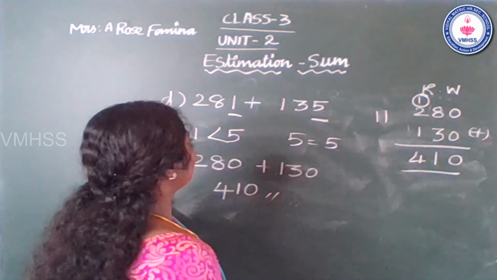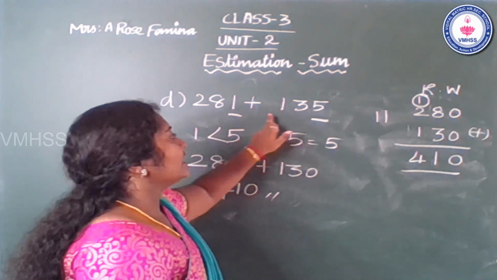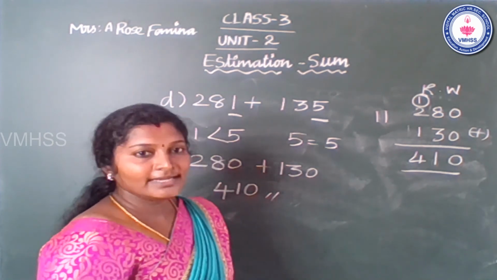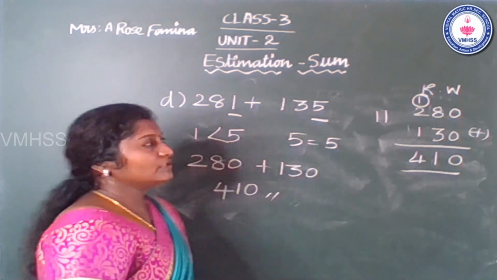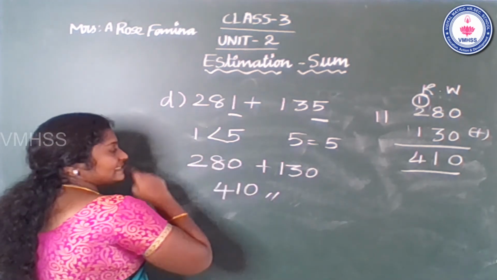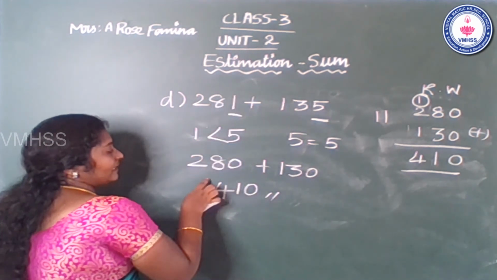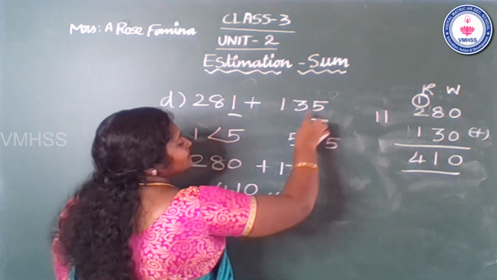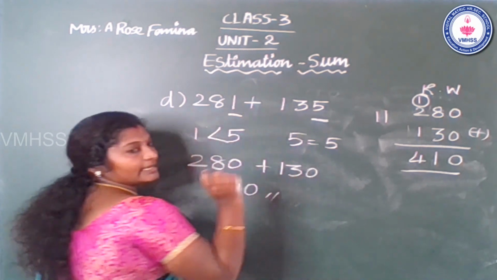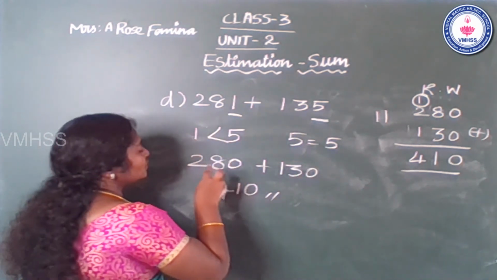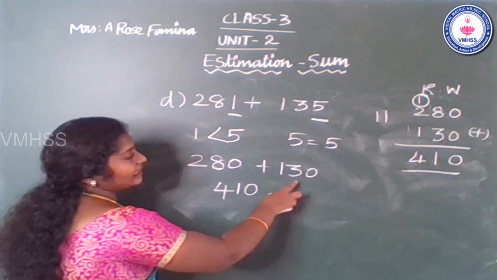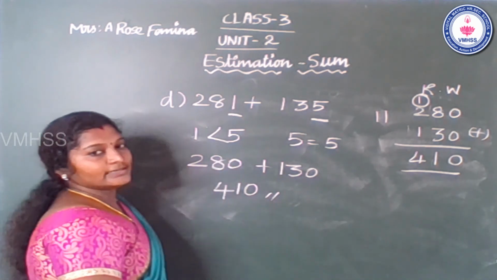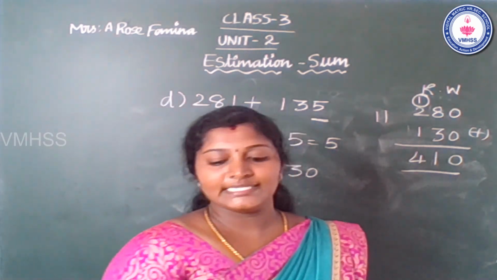Students, please see the board. 281 plus 135. First we round to the nearest value, then we add. You compare the ones place number: 1 and 5. 1 is less than 5, so the rounded value is 280. 135 is equal to 5, so the rounded value is 130. Next step, 280 plus 130. Now we add, and the answer is 410. Do you understand, ma?